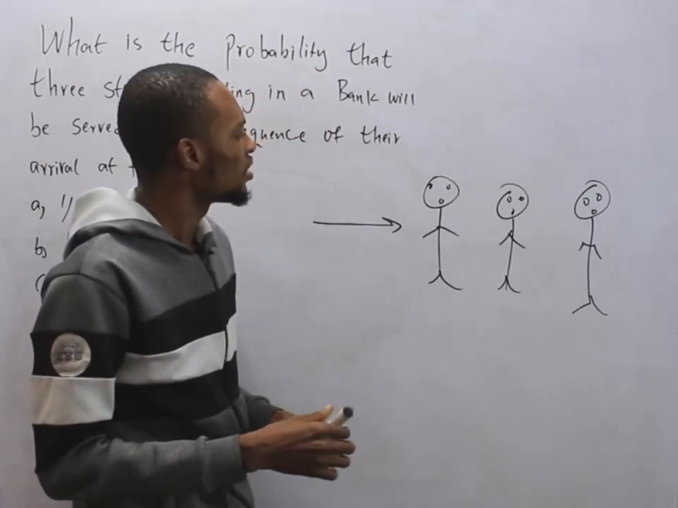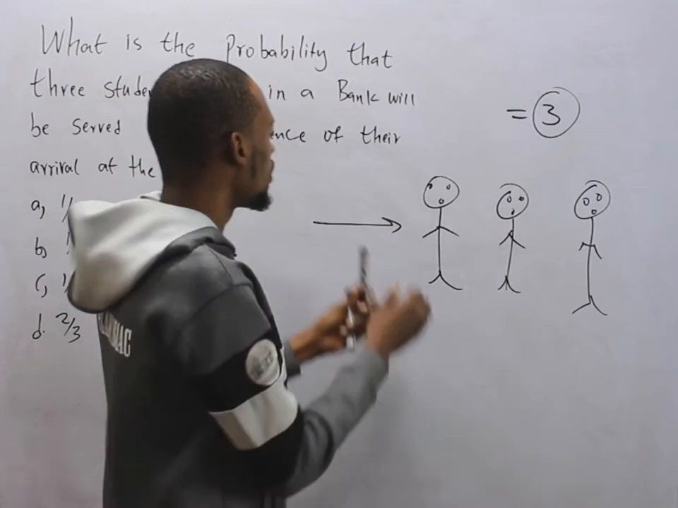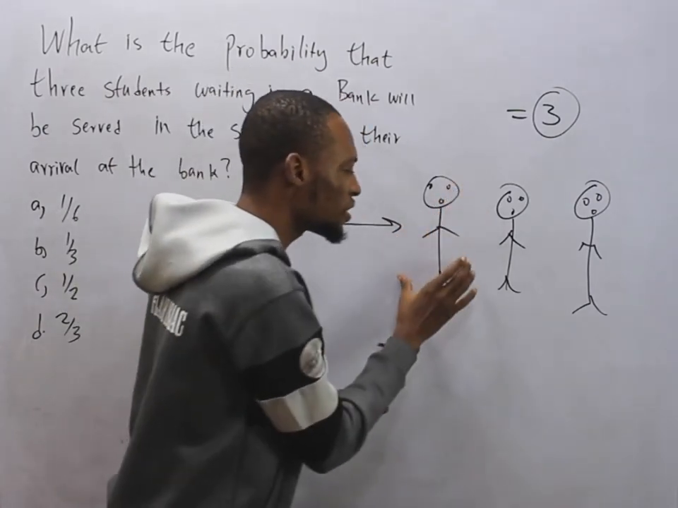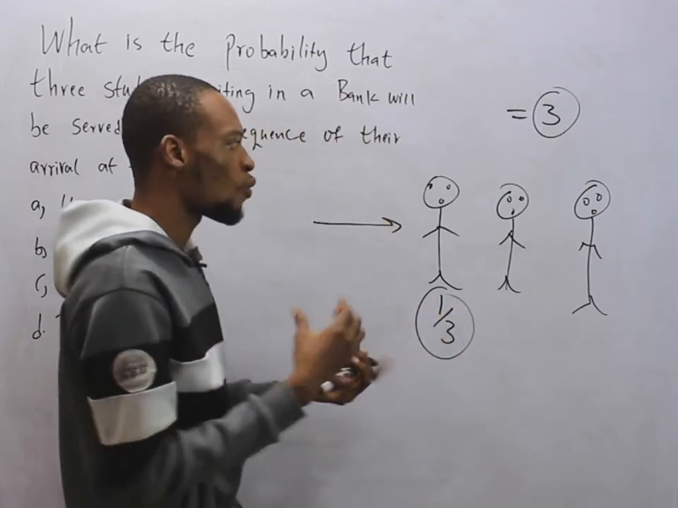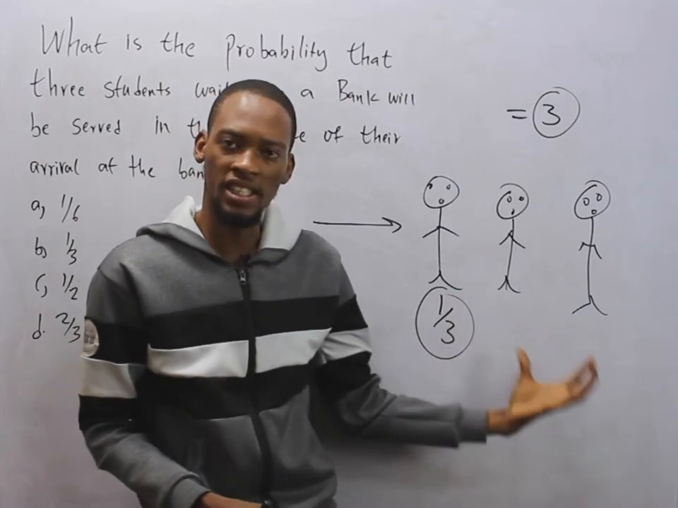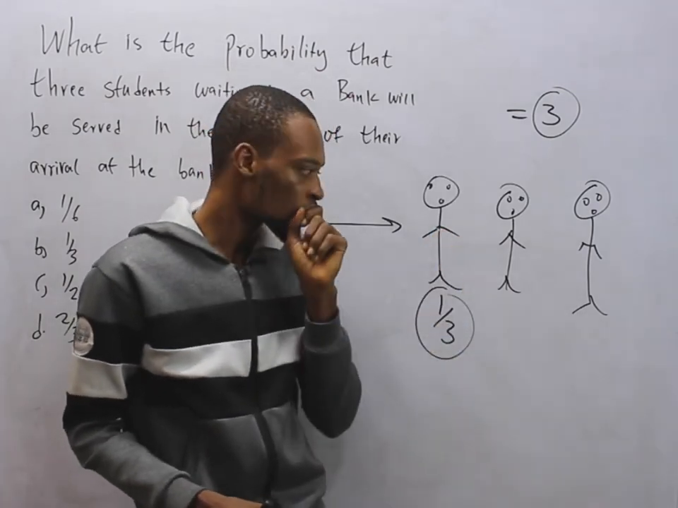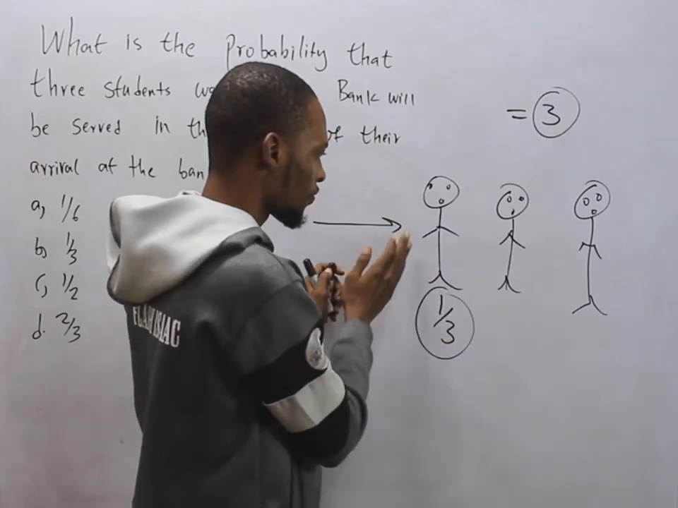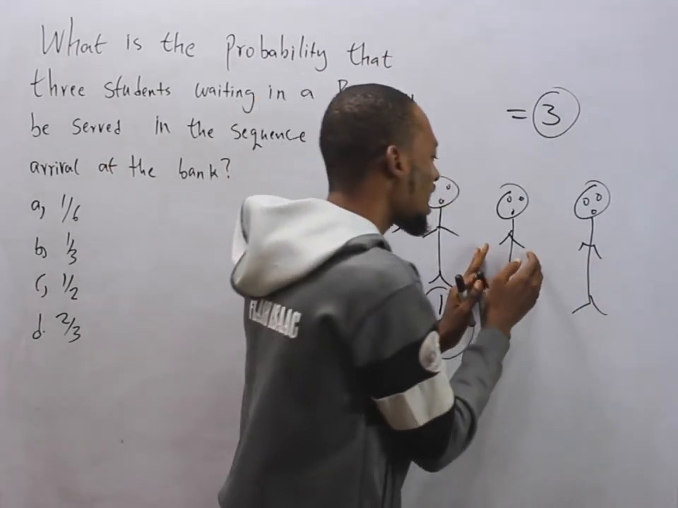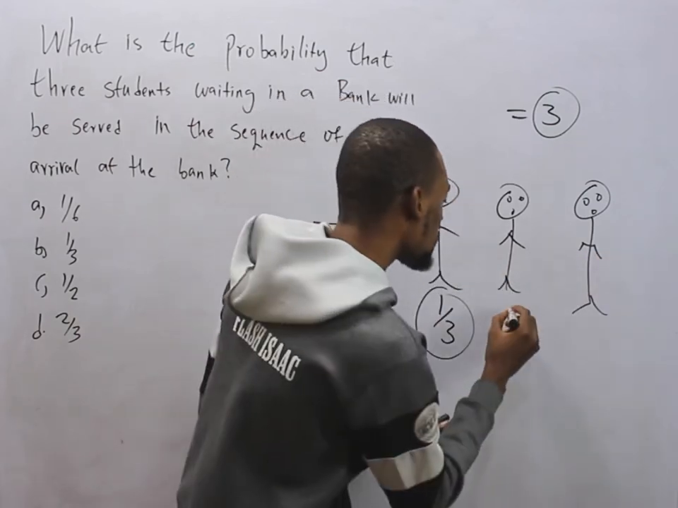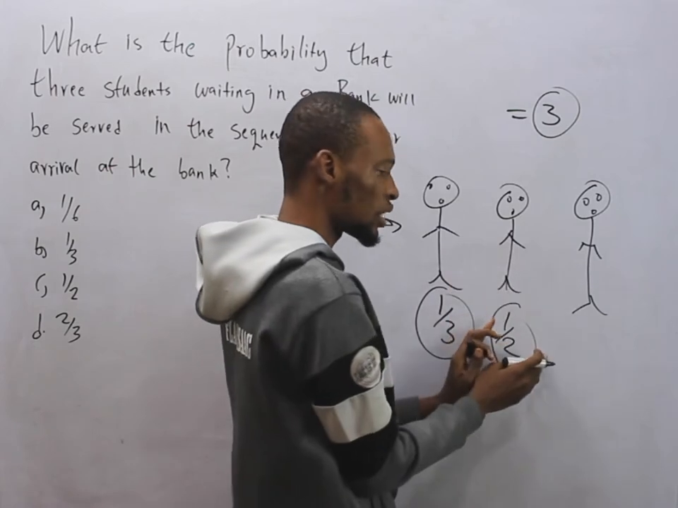Now, look at this. The total number of customers on the queue equals 3. Looking at the first guy, the chance of attending to him first is simply 1 over 3. Because in this case, you have 3 choices, and you pick 1 out of the 3. Now, if you leave this guy and go to the second guy, you now have 2 choices. The chance of attending to this guy out of these 2 is now 1 over 2.